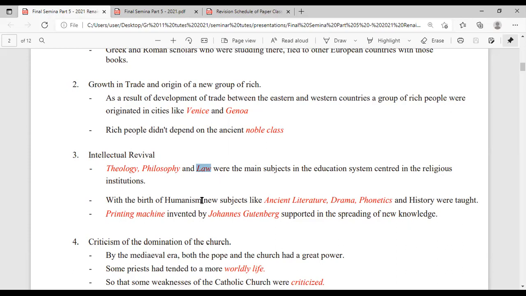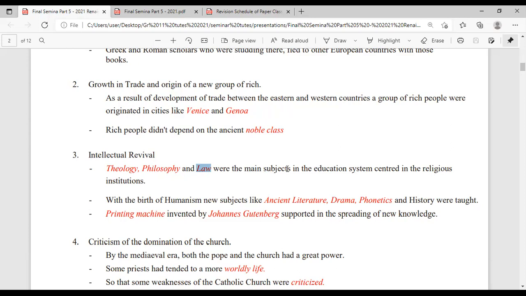With the birth of humanism, so what is humanism? Now with the Renaissance, humanism had been born. Humanism was the idea that man was the most important. That doesn't mean that God is not important. God is the most important, but man is more important. So during feudalism, man was not given any place. Individual creations were not valued. Individualism was not taken into priority. So then, under humanism, man became important.